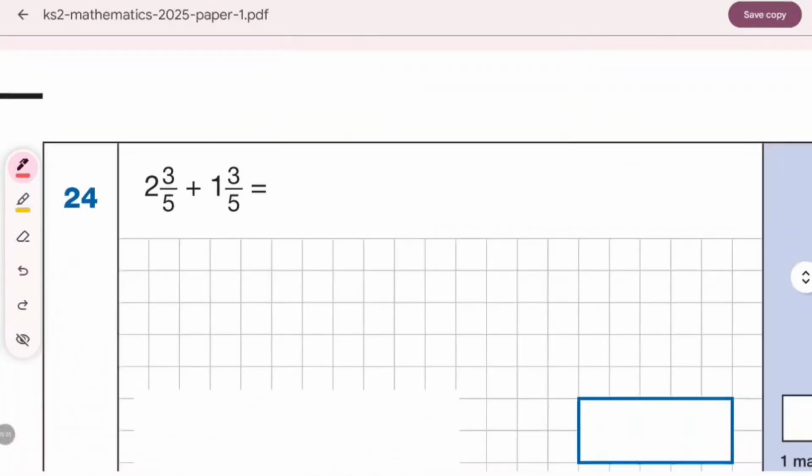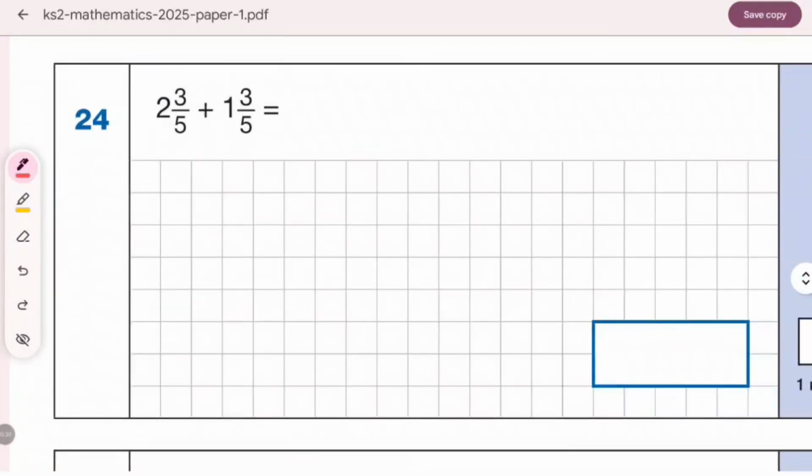Now in question number 24 we again have fractions, but this time we have the mixed fraction. So first we'll change these fractions into improper. When we change 2 whole 3 by 5 into improper, we simply multiply 2 times 5 and add 3. So 2 times 5 will be 10, and 10 and 3 will be 13 by 5, plus.